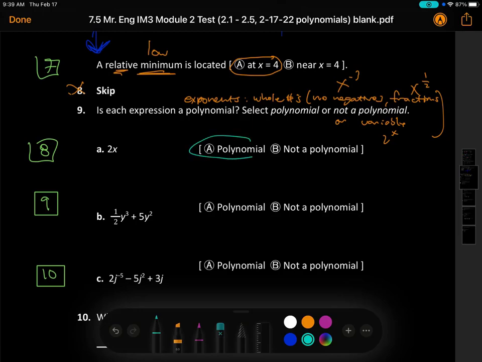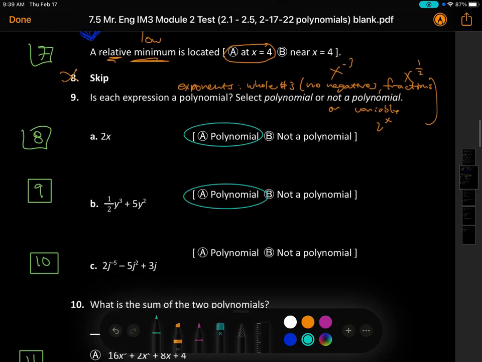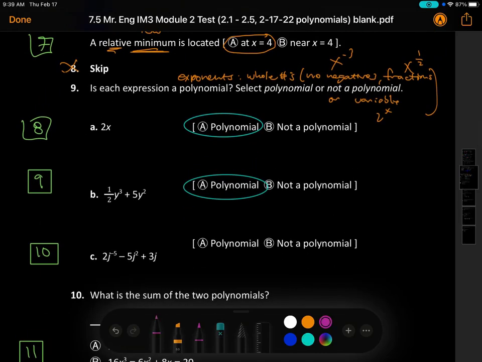So here, this one looks good. This is a polynomial. Okay, you can have a fraction as the leading coefficient, so that's fine. That one's a polynomial. This last one there, I see a negative exponent, and that's what we just set up here. So this one is not a polynomial.